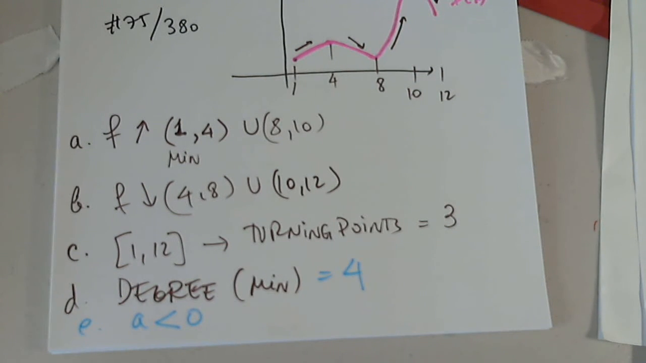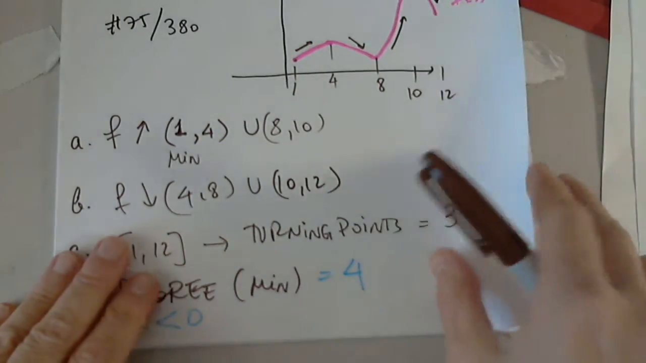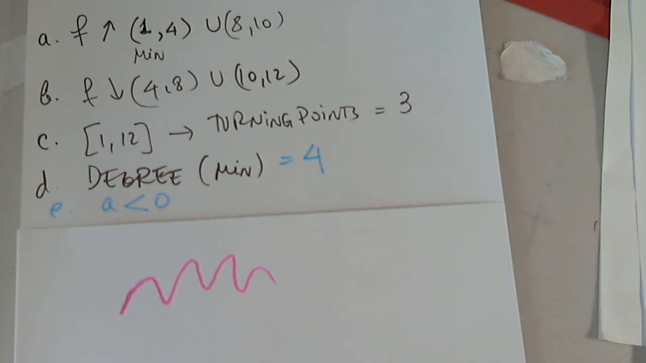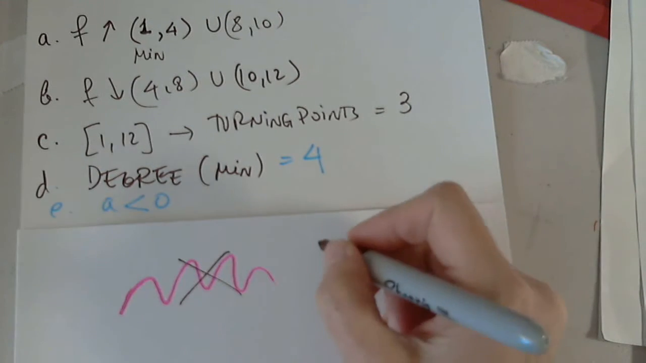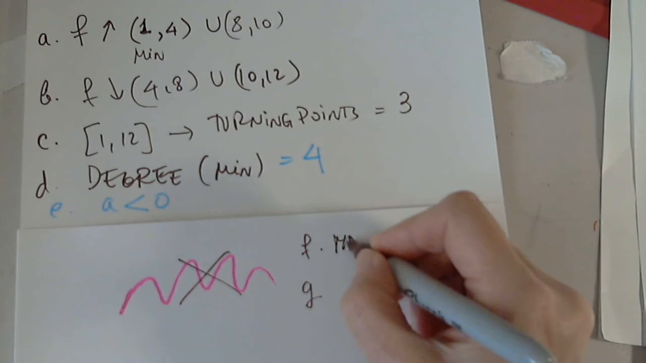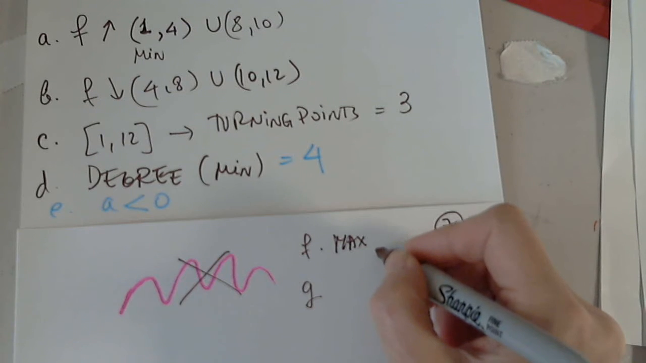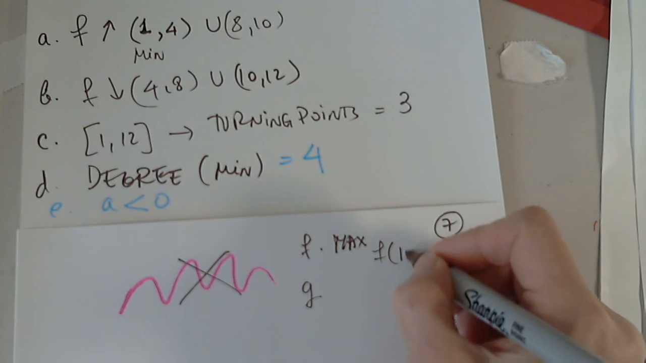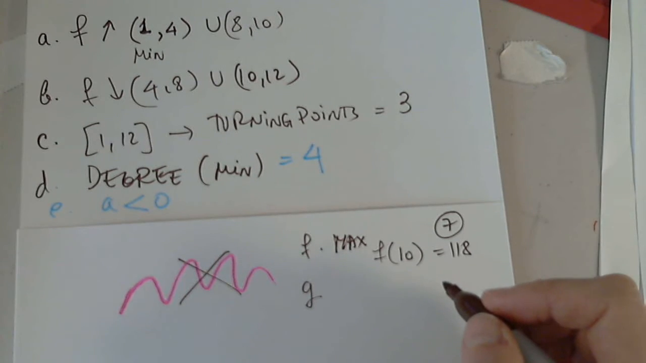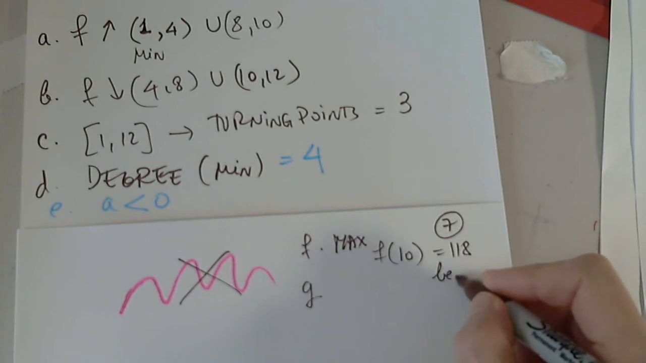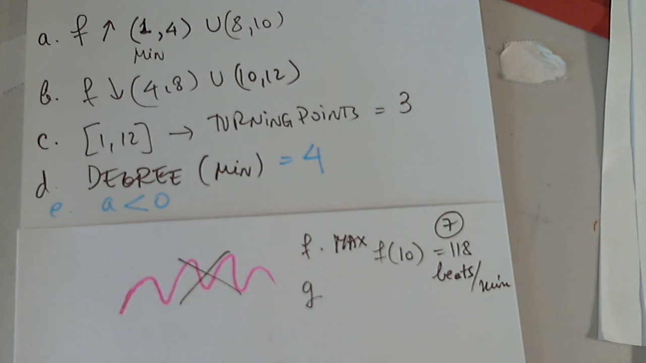Finally, use the graph to estimate a woman's minimum heart rate. F. Use the graph to estimate the woman's maximum heart rate during the first 12 minutes. Can anyone estimate the maximum heart rate from the graph? Not from my graph, obviously. Can anyone estimate the maximum? 118. Perfect. I agree. So F of 10 minutes, 118. The measurement unit is beats per minute. Do not forget the measurement unit.